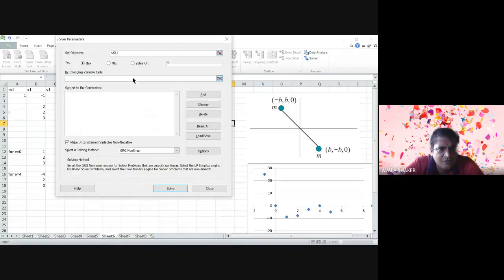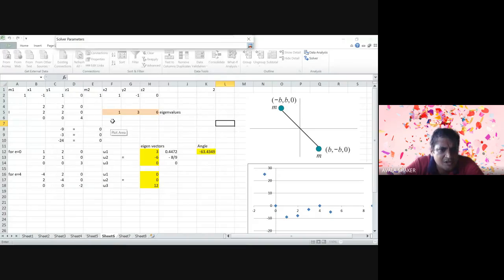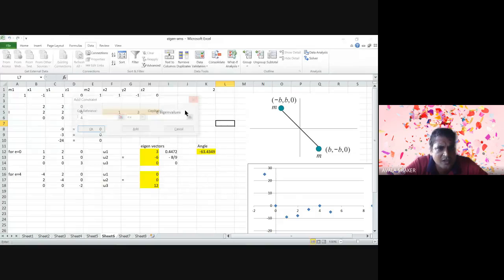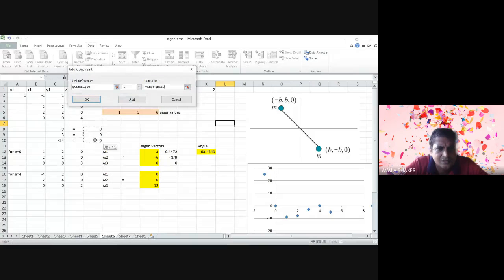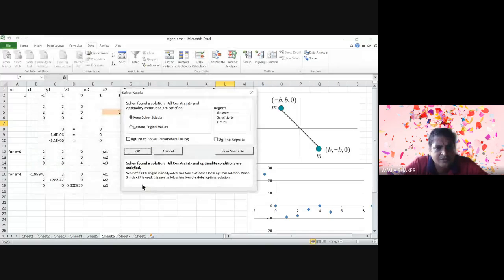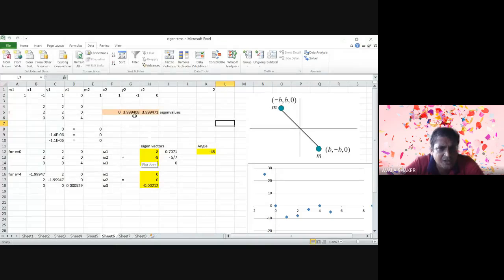The constraint variables are going to be this, and constraints equal to. So we get these values. So again we'll come back here.